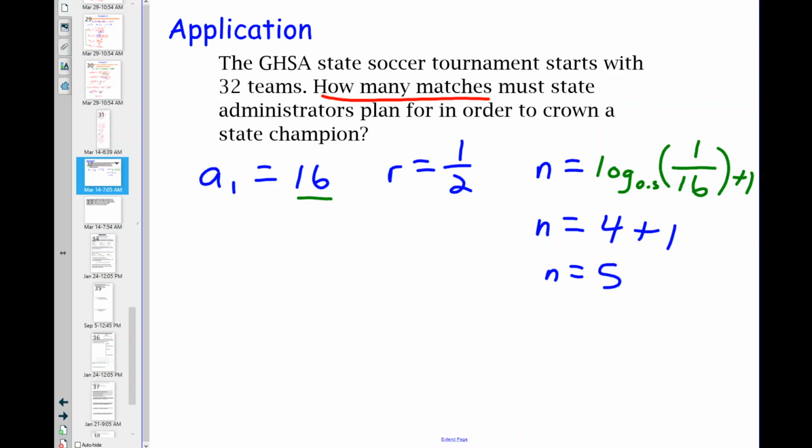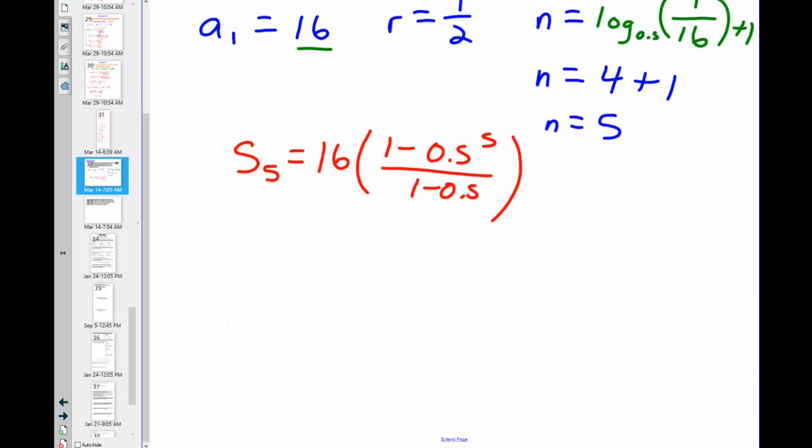This tells me that there's going to be 5 rounds of matches. Now I can find the total sum of the matches. So the sum of the matches in these 5 rounds is going to be 16 times 1 minus 1/2. If it makes it easier to put in your calculator, put 0.5 to the power of 5 over 1 minus 0.5. If you want to put that whole thing in the calculator, that's fine, if you know how to do so.